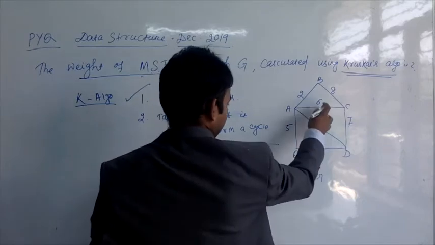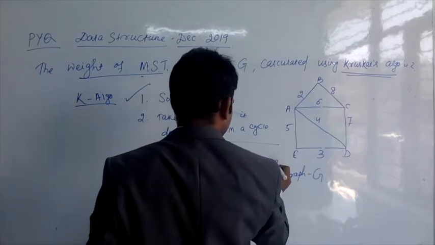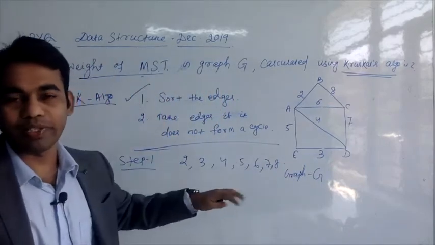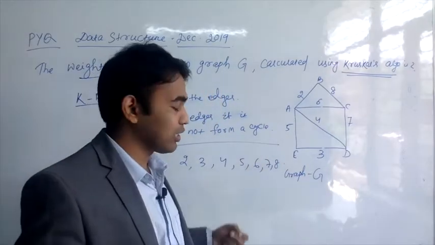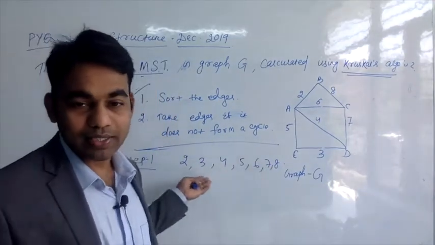Then what is next? Next is 6. What next? Next is 7. Next is 8. Okay, 7, 8. So now we got a sequence. Sequence of what? Sequence of weight. Weight of what? Weight of the edges. Okay. So in increasing order. Now it is in sorted form.